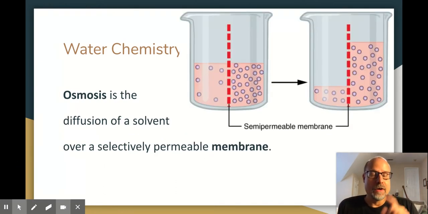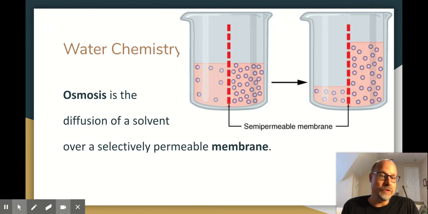Now, in terms of water, you have a special kind of diffusion called osmosis. Now, the thing about diffusion, or that travel from high to low, is that it doesn't take any energy. It just automatically does that no matter what you do. Well, osmosis is the diffusion of a solvent over a selectively permeable membrane.